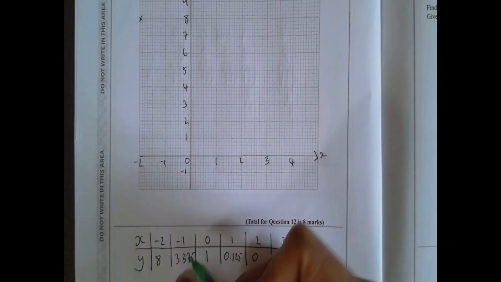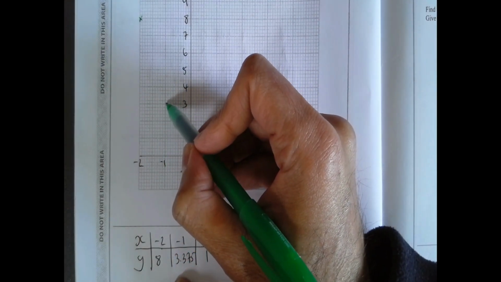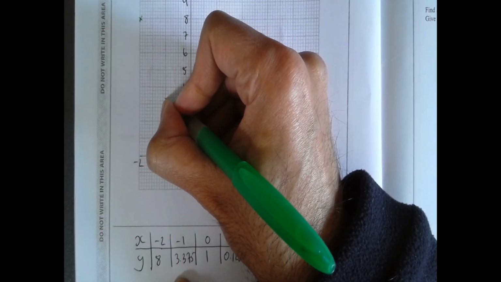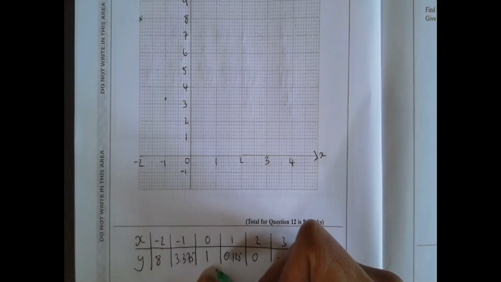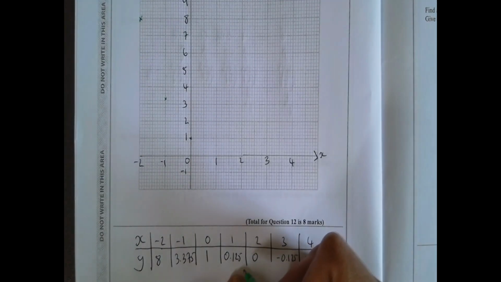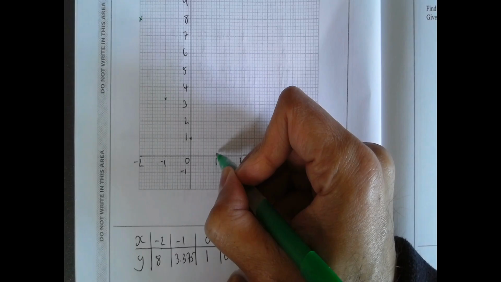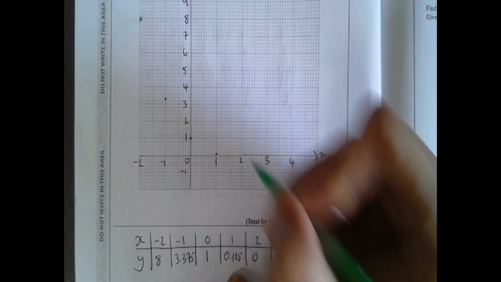So I've got -1 and 3.375, so there's -1. So 3.375 is going to be roughly 3.4. I want to be as accurate as I can, as I said, but I'm not going to be able to be perfect with it. So I'm going to plot that point there, which is roughly 3.375. Okay, and then I've got 0, 1, that one's easy. I've got 1, 0.125, it's positive, so it's going to be before the 0.2, so it's going to be about here.